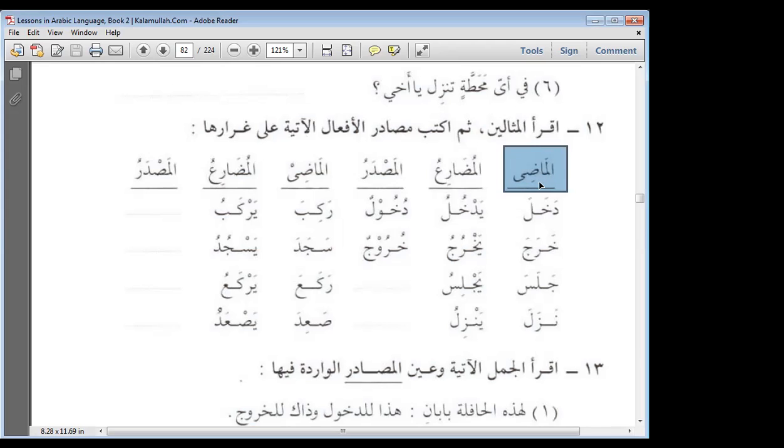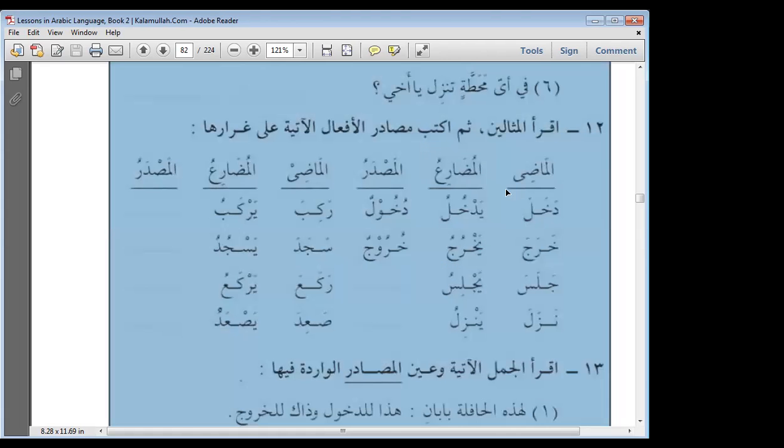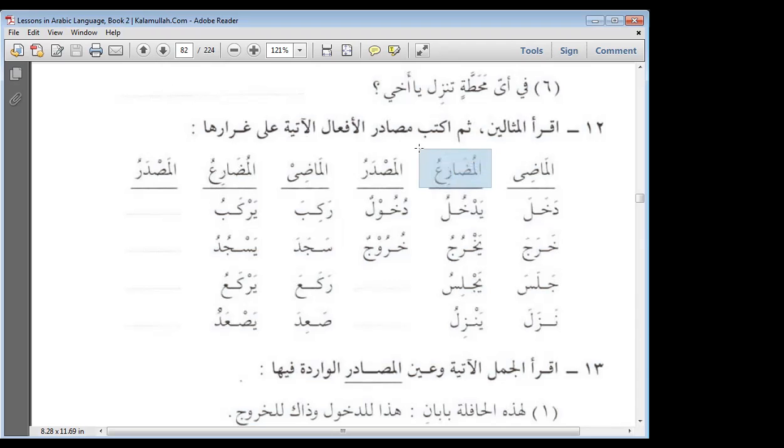Al-madi is the past tense, right? So say al-madi, al-madi, al-mudari', al-mudari', al-masdaru, al-masdaru. Right, so al-madi is past tense, al-mudari' present tense, and al-masdar is the verbal noun.